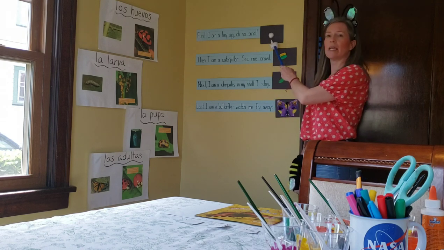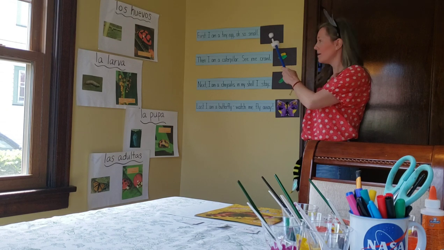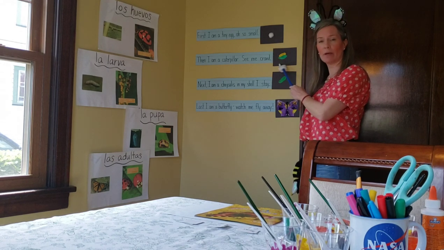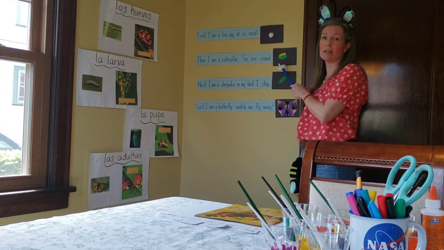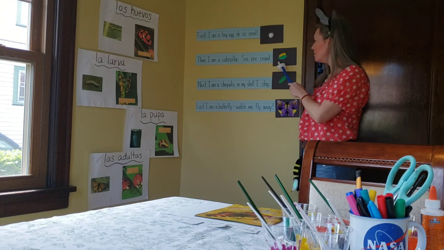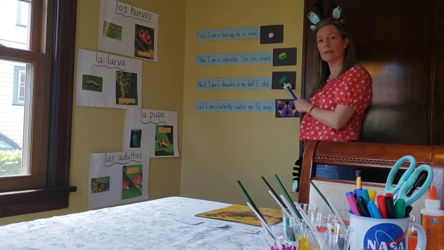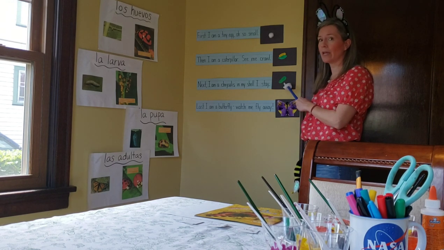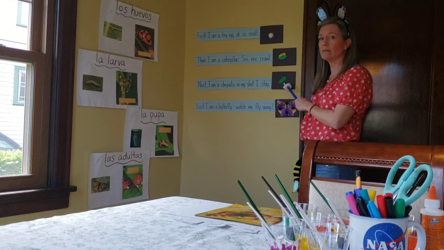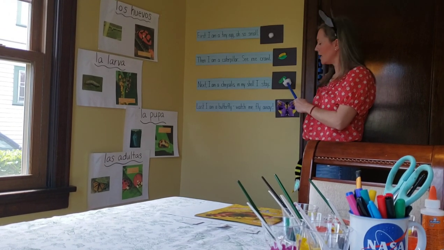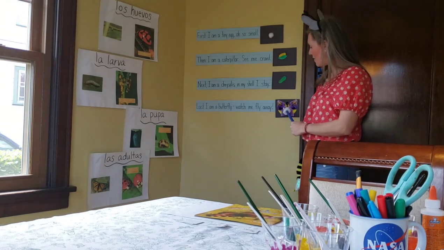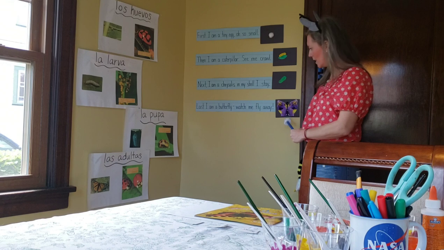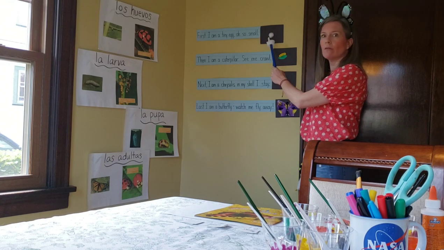So the first stage is egg. Then it turns into a caterpillar. The fancy word, if it's not a butterfly and any insect, it's called a larva. Can you say larva? Good, larva. The next stage is a chrysalis, or the pupa stage. Can you say chrysalis? Can you say pupa? And the last stage is butterfly, or the adult. That's the adult stage. And then when they become an adult, what happens? They lay eggs, and it happens all over again.